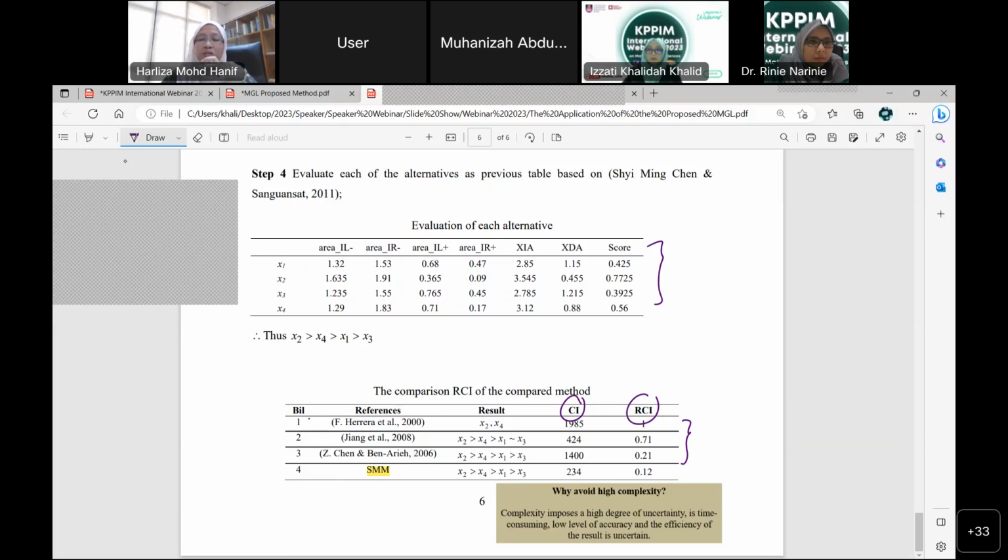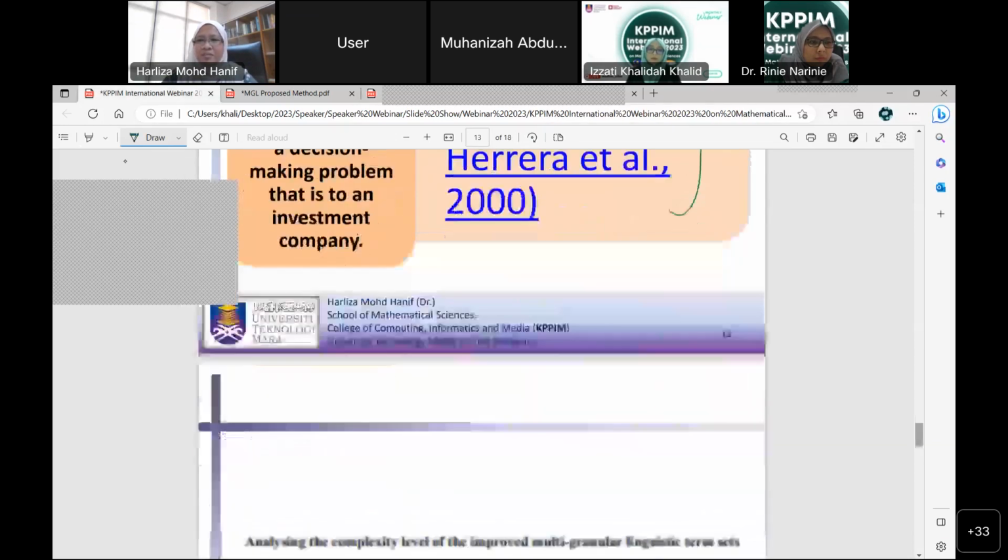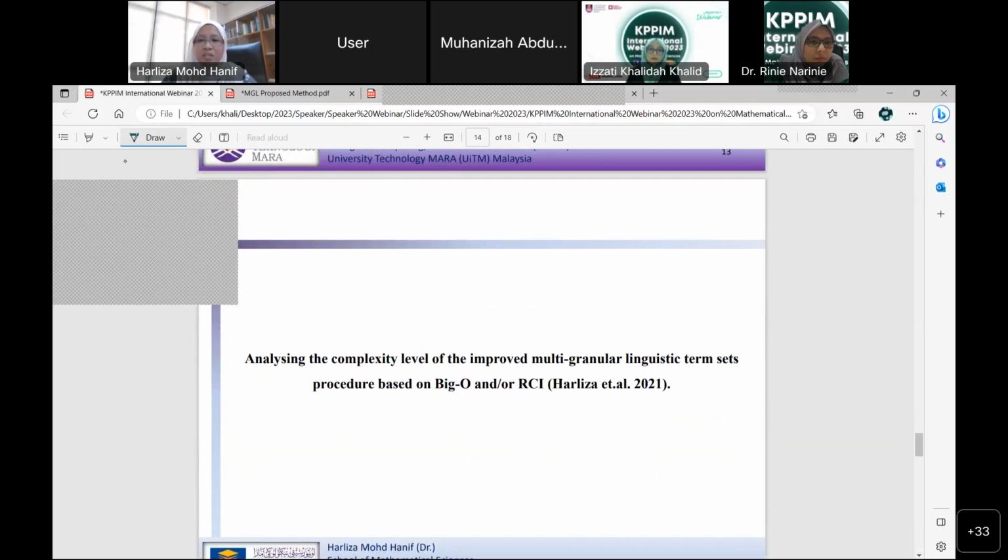So why is it important for us to reduce the complexity of a method? Because complexity imposes a high degree of uncertainty, it is time consuming, a low level of accuracy may occur, and the efficiency of the result is uncertain due to the complexity of the calculation. So that's why we are trying to propose a method with a lower complexity level. Again, these 2 methods are actually taken from Harliza et al. This one is just explaining this RCI. It is taken from this method.